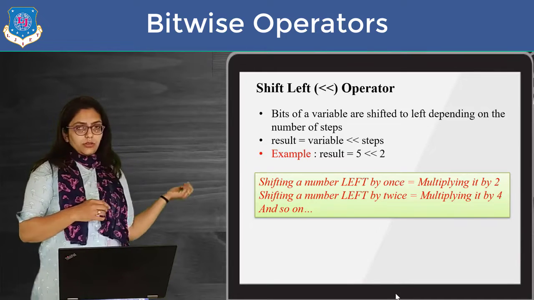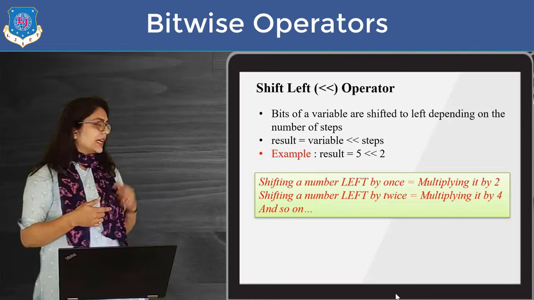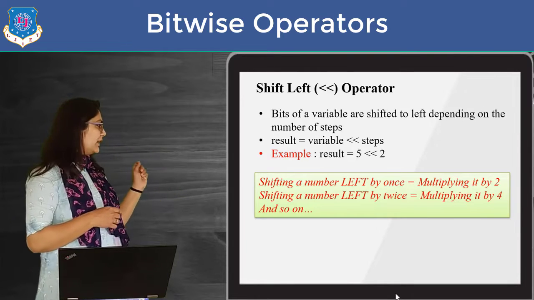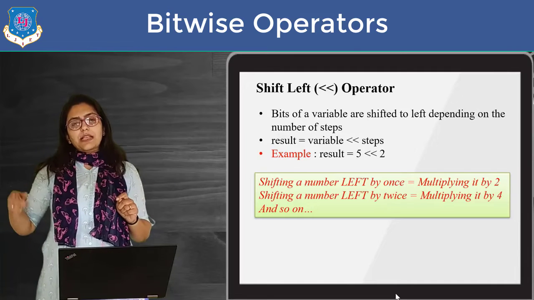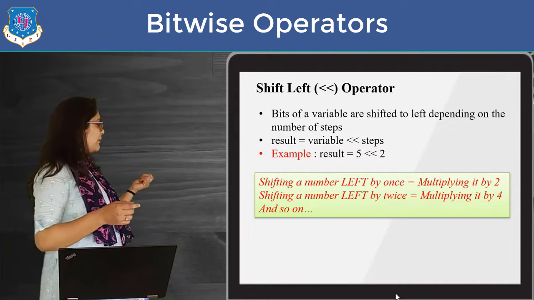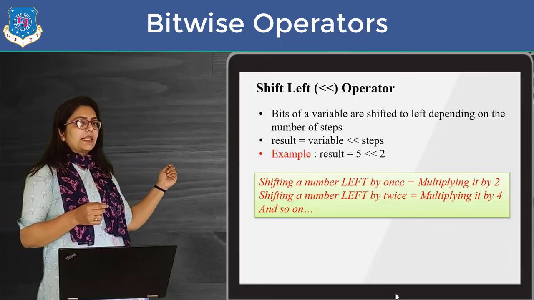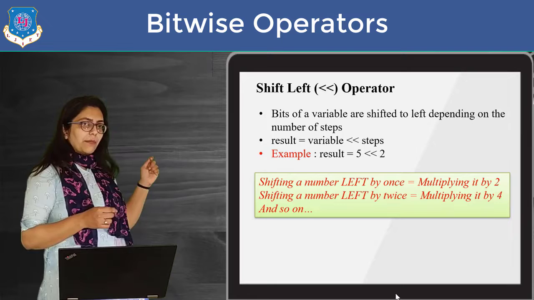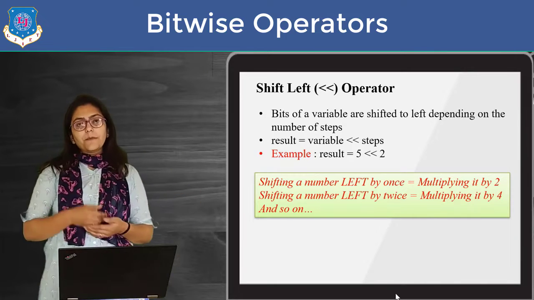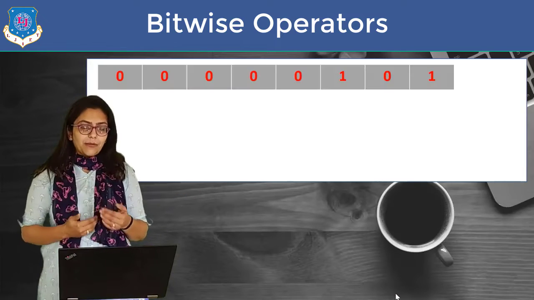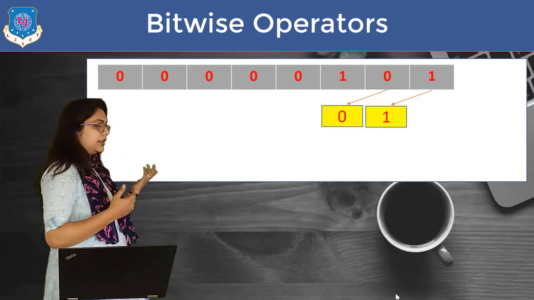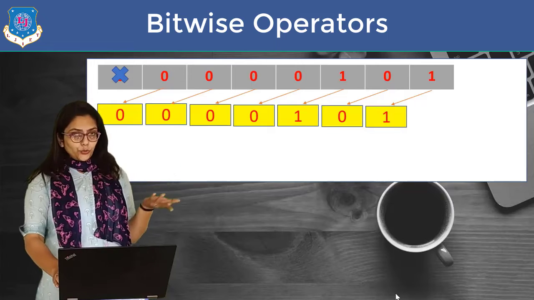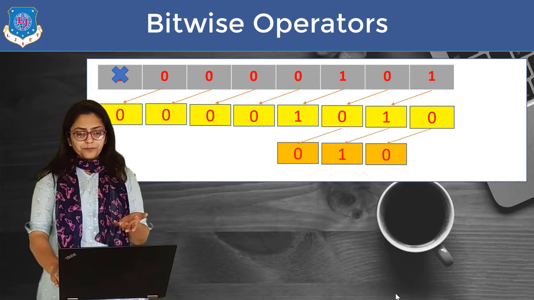Now this is the rule. If you are performing this, you will see that the number of times I'm shifting left, that means the number of times I'm multiplying by 2. So if I'm shifting left by 1 step, that means I'm multiplying by 2. If I'm shifting by 2 steps, that means I'm multiplying by 4. Similarly, if I shift 3 steps, that means I'm multiplying by 8. So this is the thing. If you are left shifting, that means you are multiplying the number by 2. So you can directly give the answer.